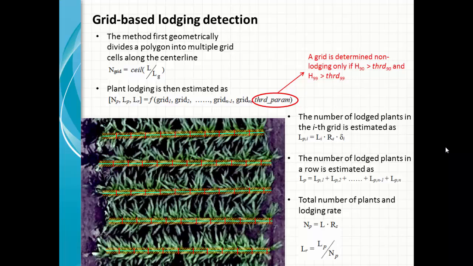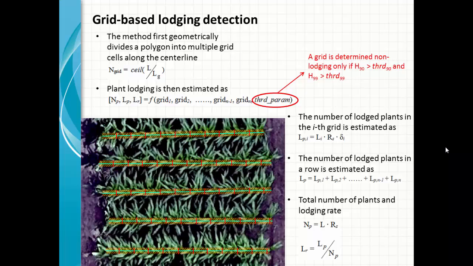This equation has inputs and outputs. The output NP is the plant stand count. The second is the lodging plants in a row in this polygon. And the third is the lodging rate for a single row. The equation covers all the grids within the centerline polygon. And as well, we have a few threshold parameters. A grid is determined as non-lodging only if it satisfies these two conditional equations.